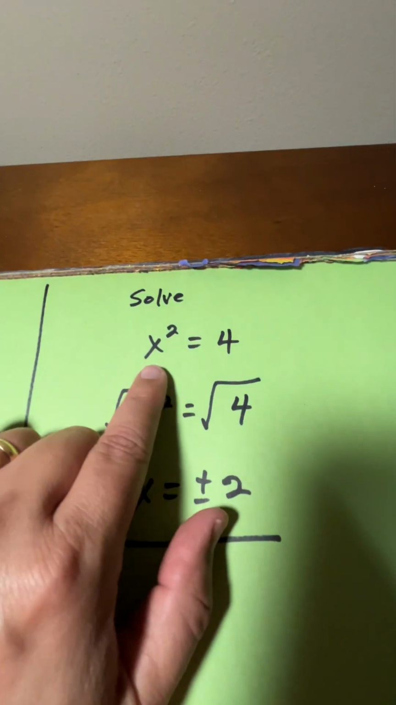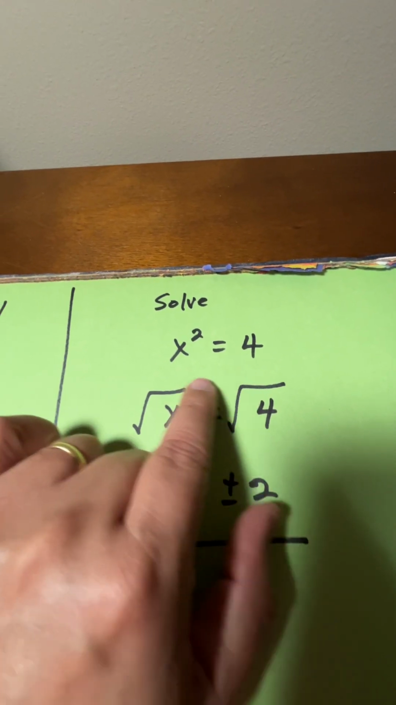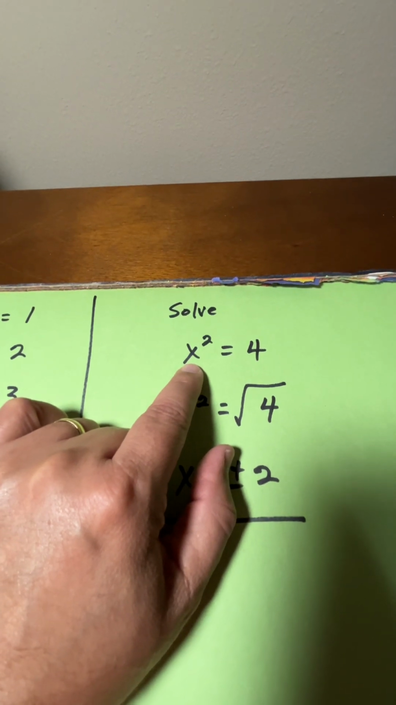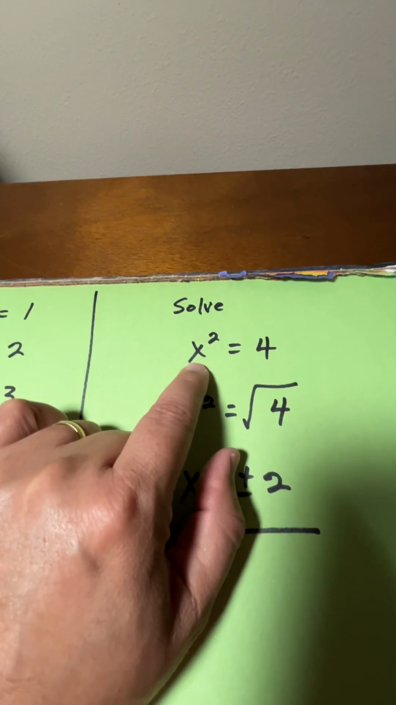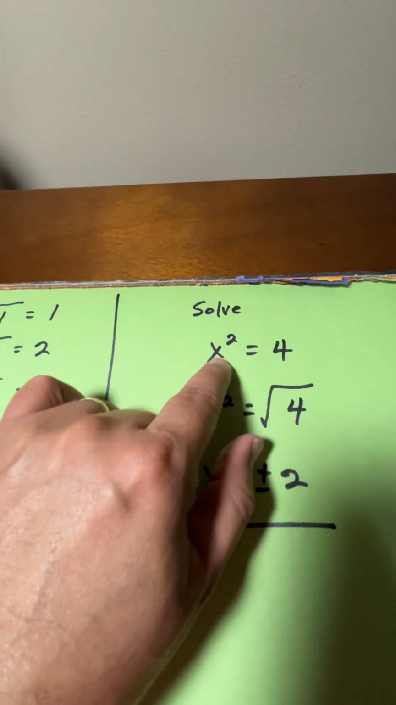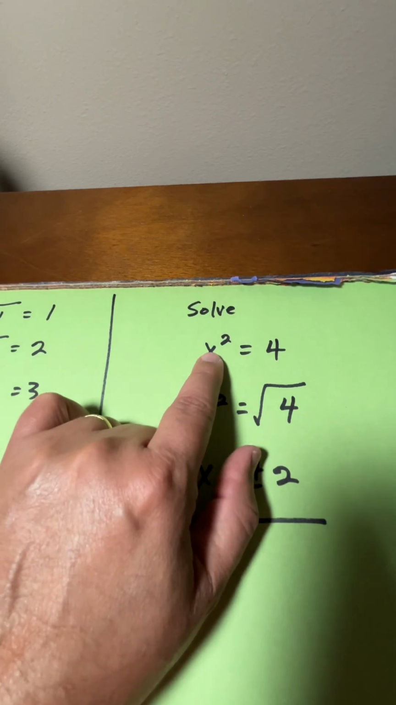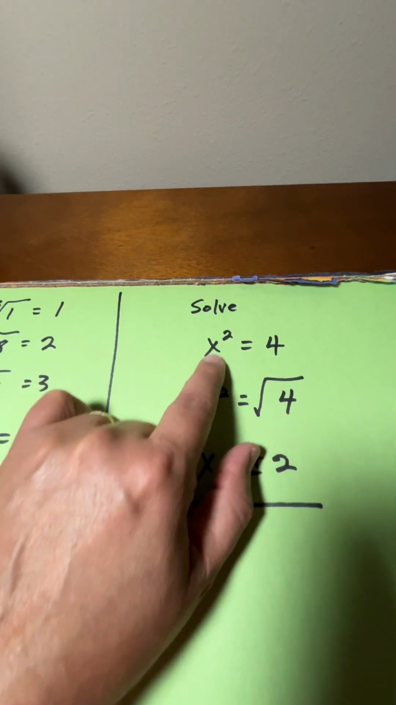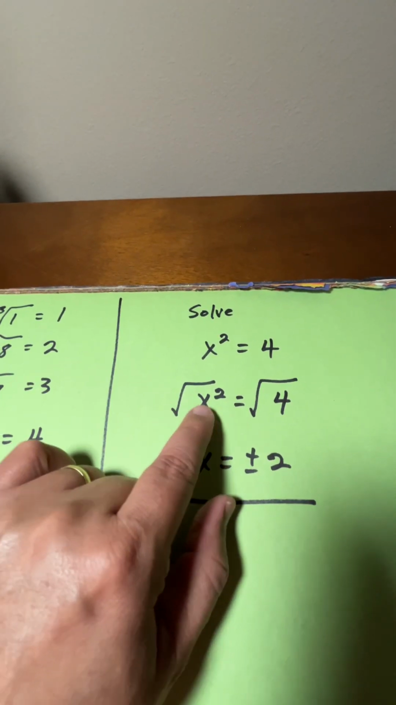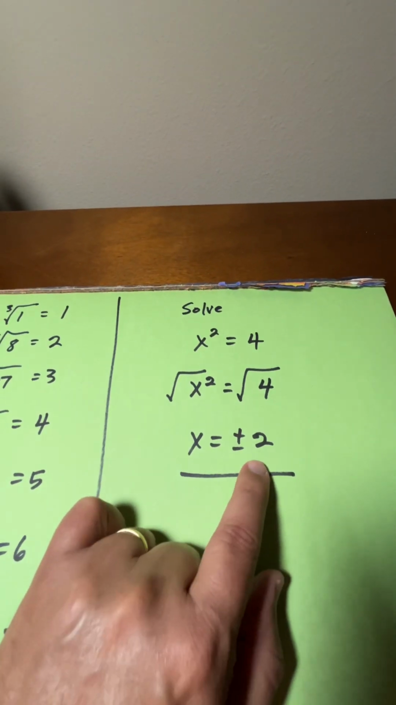Now consider this problem. We're solving x squared equals 4. Well, when you solve, you're getting x by itself, so that you can find the number or numbers that go in x's place to make this a true statement. So to do that, we're going to take the square root of both sides. So the inverse operation of squaring is to take the square root. So take the square root of both sides. The square root of x squared is x, and the square root of 4 is 2.